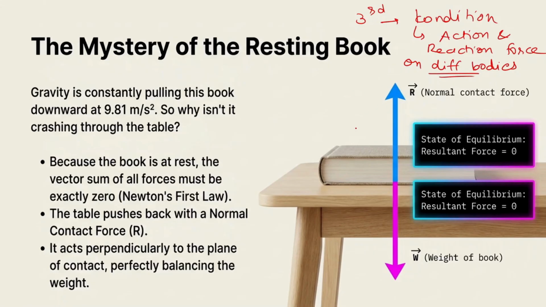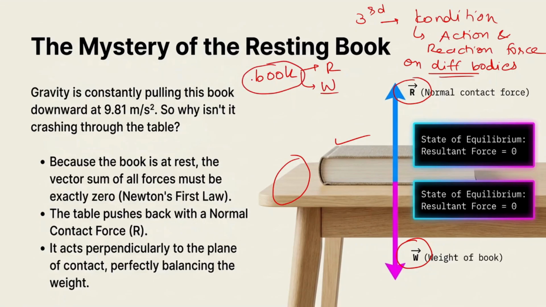Here, in this case, you are seeing that the normal contact force and the weight force are both acting on the book. There is no other body. We have considered that the book experiences the normal force as well as the weight of the book. So we have considered only one body over here.